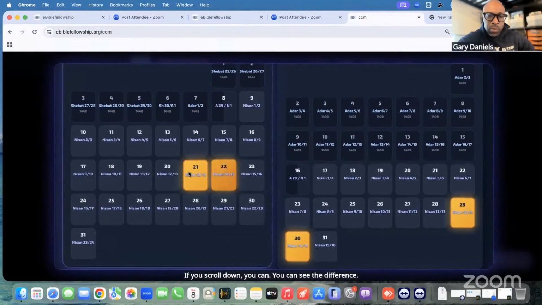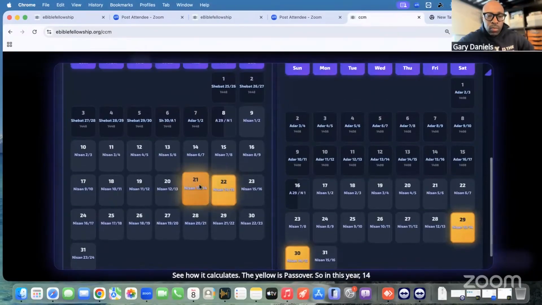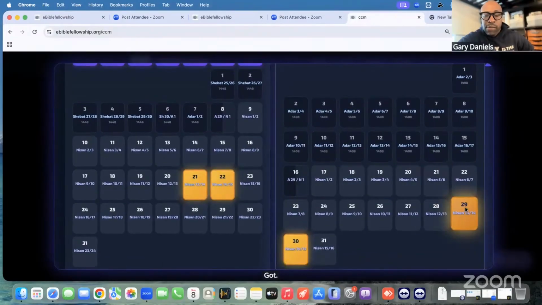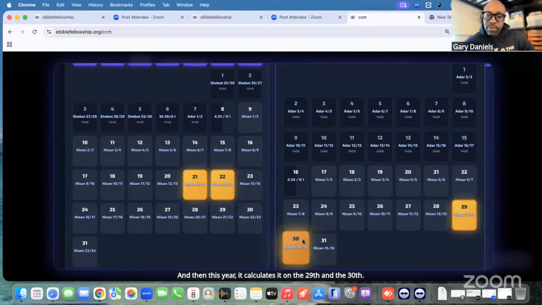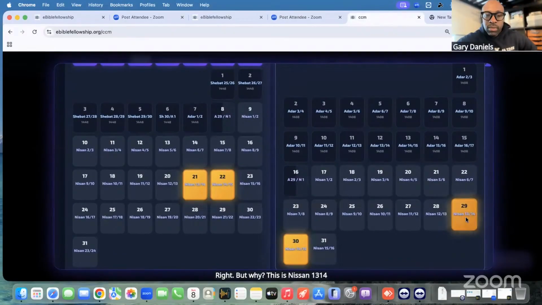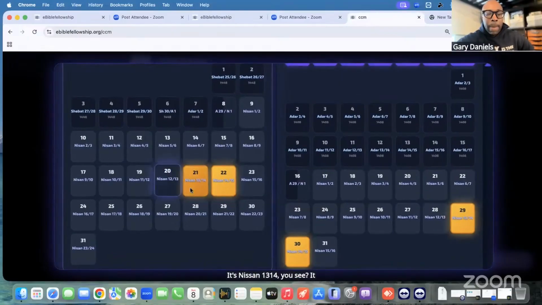See how it calculates. The yellow is Passover. In this year, 1447, it calculates it on the 21st and the 22nd. And in this year, it calculates it on the 29th and the 30th. But this is Nissan 13 and 14. It's the same day here, Nissan 13 and 14. You see? This date is the equivalent.